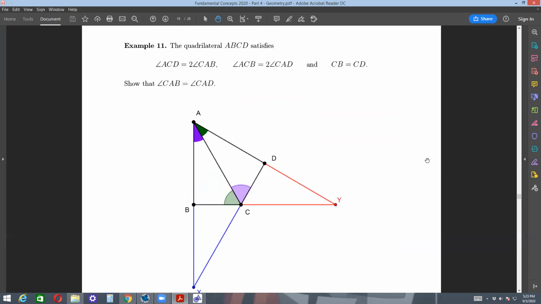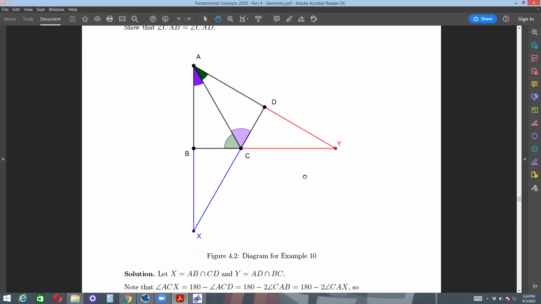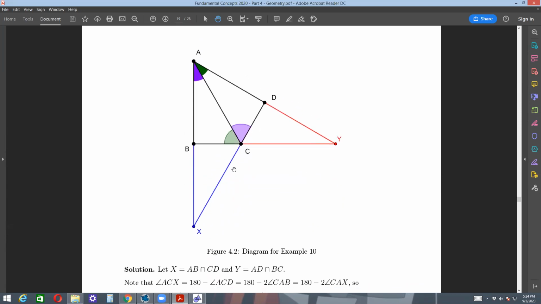Yes, let me read the question. Quadrilateral ABCD, such that this angle is twice this one up here, and then this one is twice that one up there. Okay. And CB is equal to CD. Show that CAB is CAD. That would be the same as showing this is equal to this. All right, let X be the intersection of AB and CD, and Y be the intersection of AD and BC.